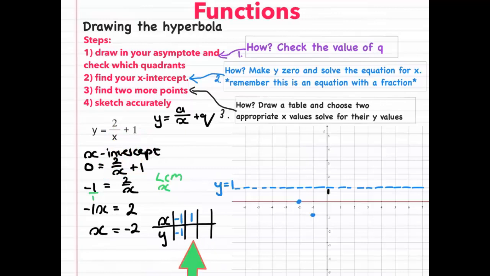So then y will be 3. So if x is 1, y will be 3, which is over there. So let's plot that point as well. There we go. And then the next one, let's choose x, for example, to be 2.